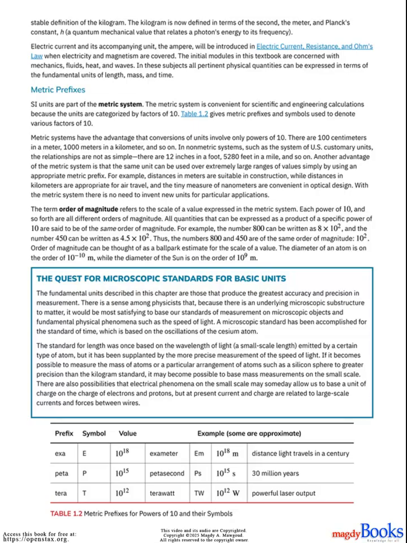Order of magnitude can be thought of as a ballpark estimate for the scale of a value. The diameter of an atom is on the order of 10 to the power of -10 meters, while the diameter of the Sun is on the order of 10 to the power of 9 meters.